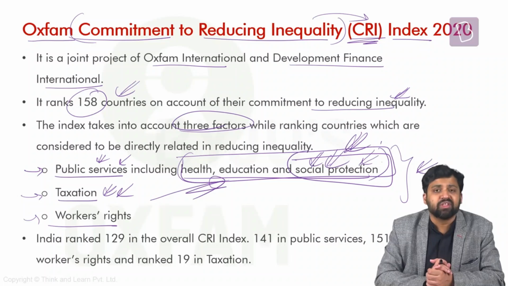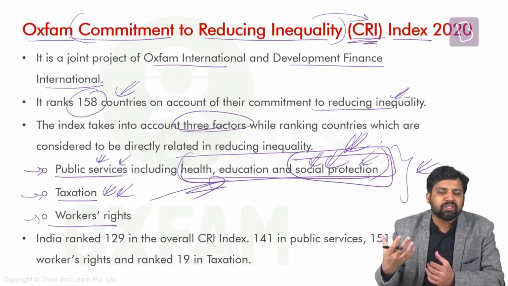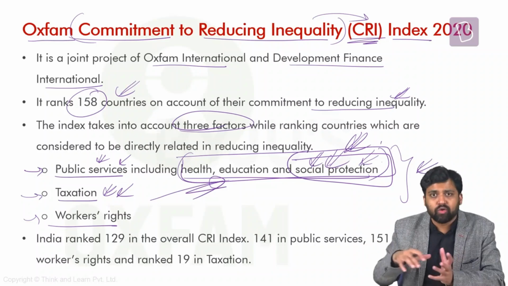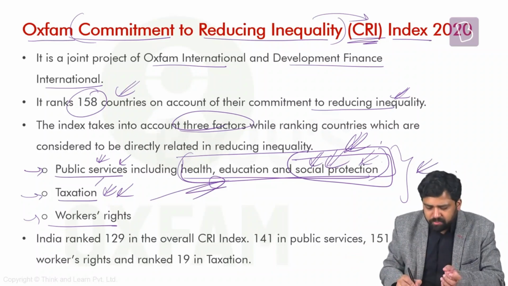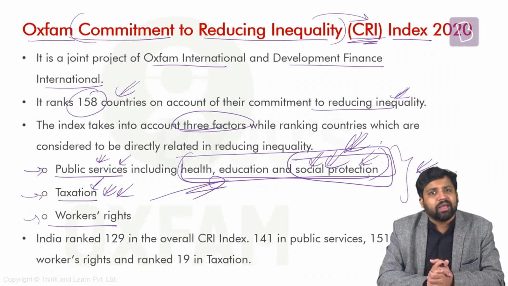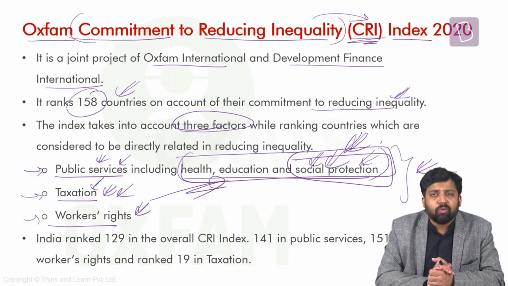And it's not just about taxing the rich people. Even if you have a mechanism in which the efficiency is better, loopholes are less, whatever taxes you are collecting are going to the people. Administrative costs are less, transaction costs are less. So an efficient mechanism is there. Then also, you will be able to provide the right kind of services to the people, and inequality can be reduced. And the third thing they're saying is, just measure how many rights have been provided to the workers.